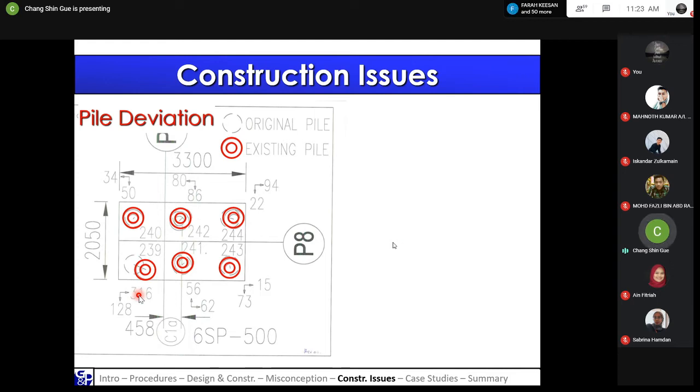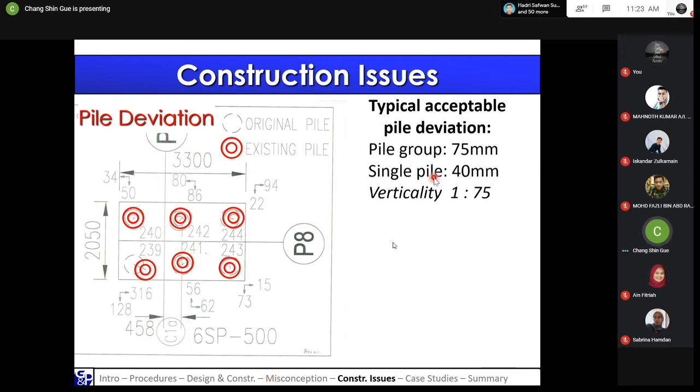So typically, what is the acceptable pile deviation? Of course, as an engineer, you cannot say that it has to be perfect, so it has to deviate to some extent. But the typical allowable deviation at the site is that for a pile group, or more than one pile, we will typically allow it to deviate up to 75 millimeters. And if you're having a single pile, that would be 40 millimeters. And then the verticality is 1 in 75 deviation.